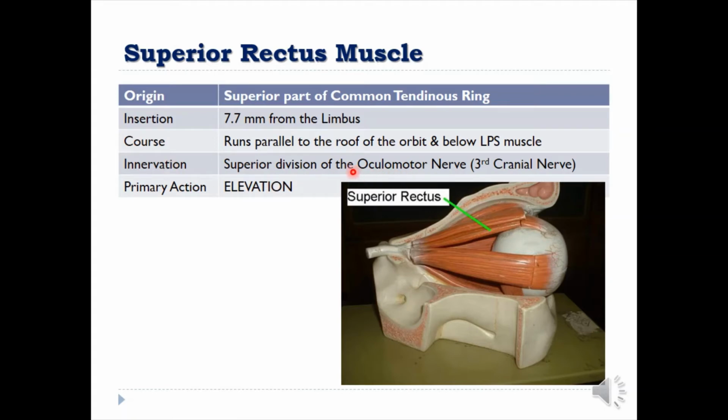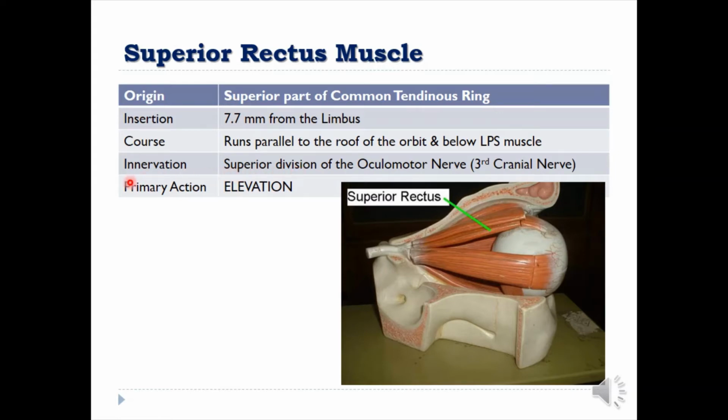Now, which cranial nerve is supplying the superior rectus? Remember that most of the extraocular muscles are supplied by the oculomotor nerve. The oculomotor nerve is the third cranial nerve. We will be discussing these cranial nerves later on. Basically, the oculomotor nerve is the nerve supplying most of the extraocular muscles. Since it is the superior rectus, it is supplied by the superior division of the oculomotor nerve.